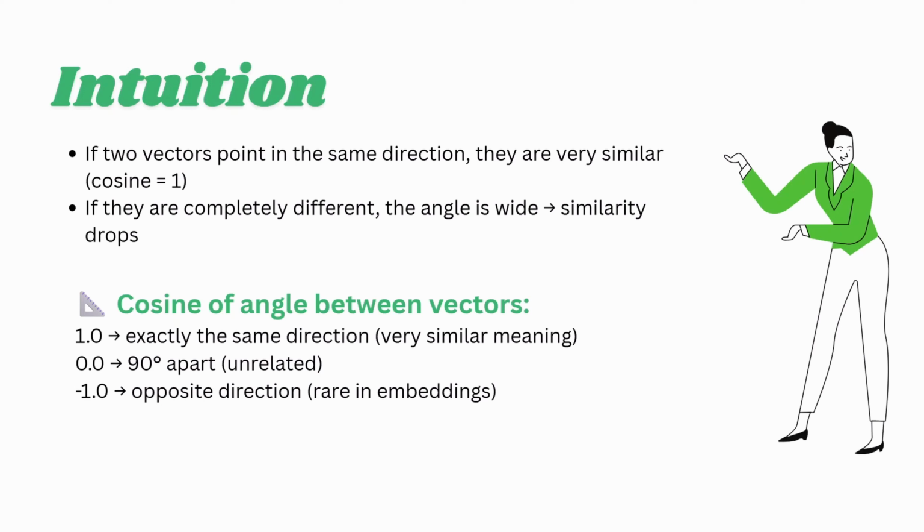In rare cases, if vectors point in opposite directions, cosine becomes -1, which means they are as opposite as possible, though this rarely happens with sentence embeddings. So cosine similarity gives us a normalized measure of how closely two meanings align, regardless of their length or scale. And that's exactly what we need for semantic search.